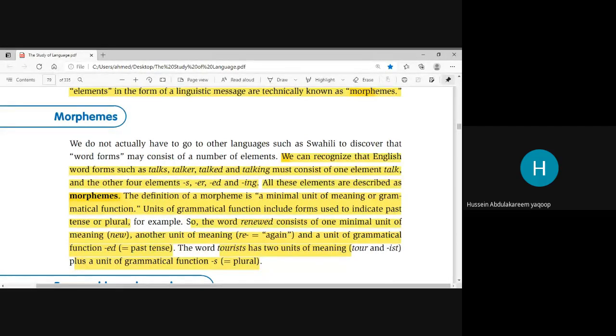Okay, we have Furqan now. Yes, sir. I understood the morpheme is a minimal unit of meaning or grammatical function. This is great. Okay, so this is the definition of morphemes. Do you want to add something before I ask Abdurrahman? Okay, thank you very much. Yes, Abdurrahman. No, sir. Okay, thank you very much.